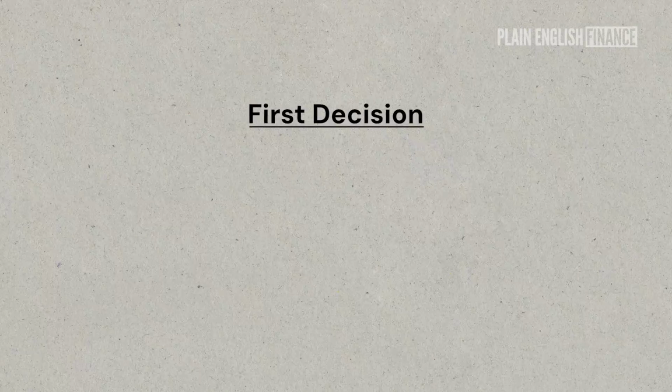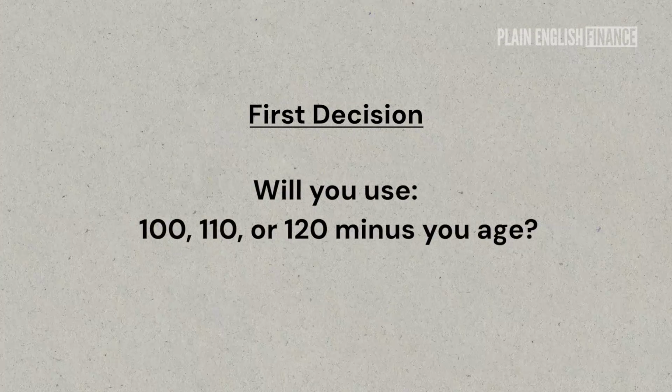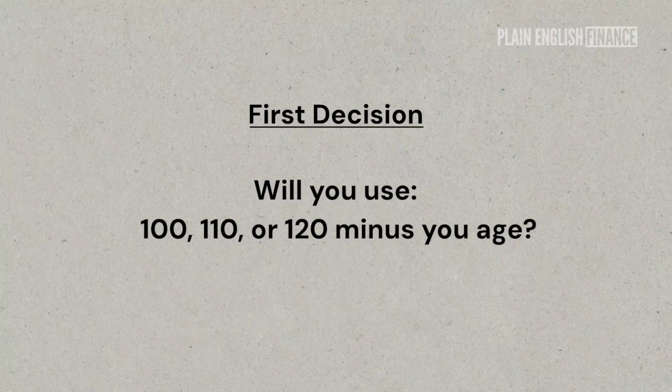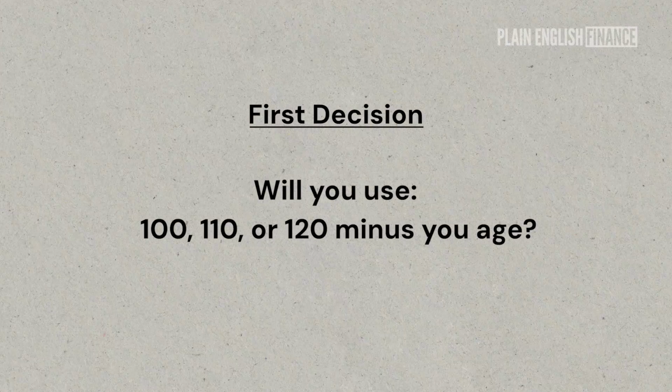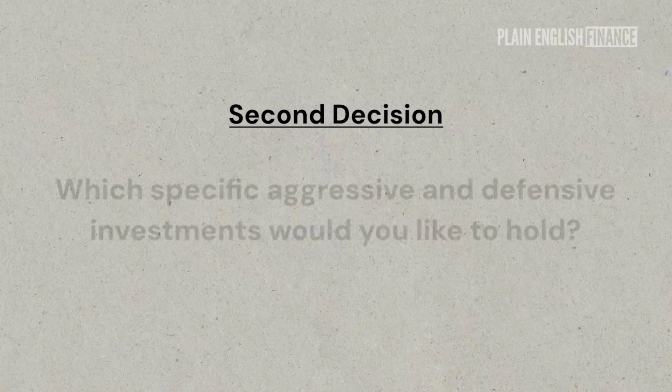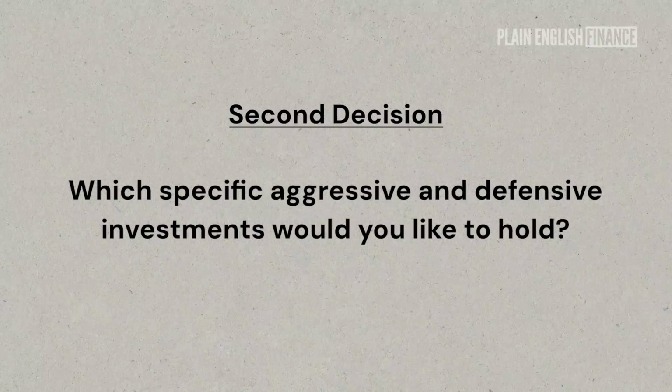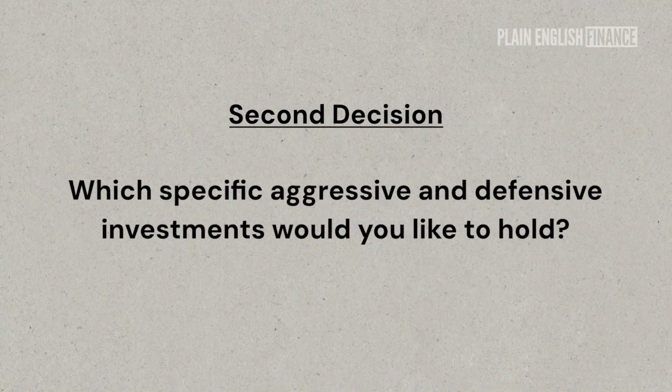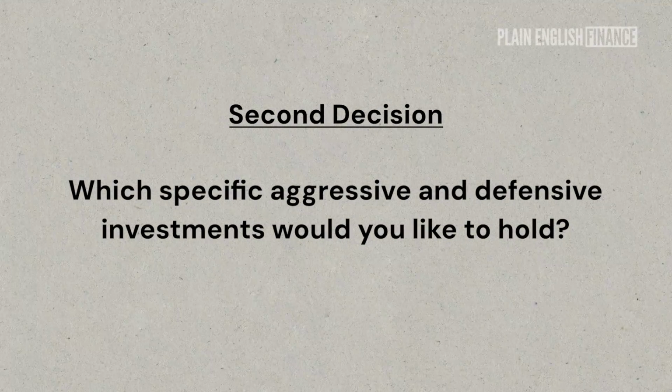Once you've got to grips with this idea overall, you then have two broad decisions to make. First, whether to use 100, 110, or even 120 minus your age to calculate how to split your investments each month. And please see our most recent video if you want a reminder about this point and the difference between 100 minus your age and, for example, 120 minus your age. Secondly, and more or less obviously, you will need to think about the specifics of which aggressive and defensive investments you might use, having made that calculation.